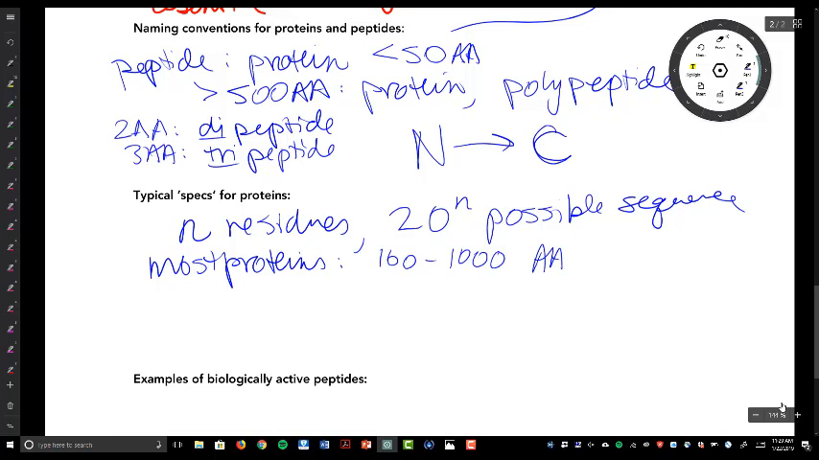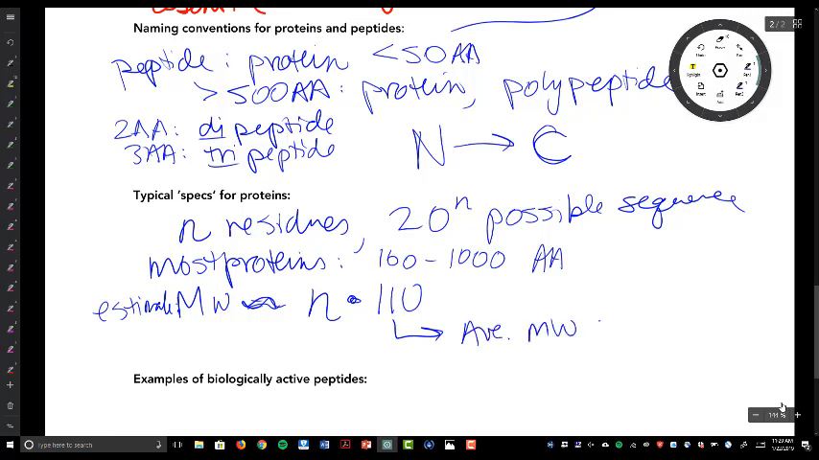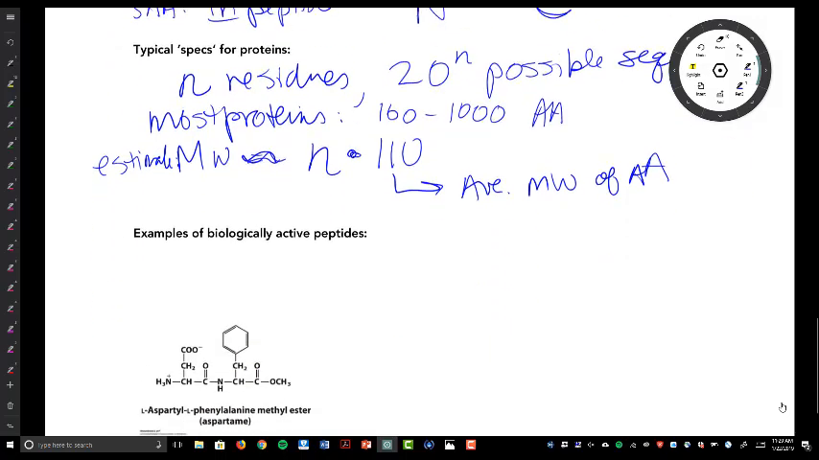And if you want to estimate the molecular weight of a protein, you can estimate it by multiplying the number of amino acids times 110, because 110 is the average molecular weight of an amino acid. And again, sequence really matters, as we'll see, but you can also see a diversity of other things that can complex with proteins that will make them interesting.